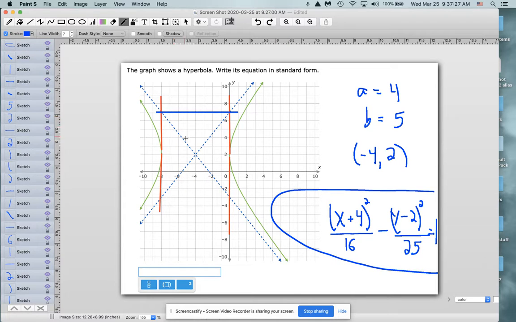And I didn't need very much information. I just had the center. I had these lines or asymptote lines and the vertices. And so some of the problems you might get might actually just give you those values rather than giving you a graph. Try working on the homework.